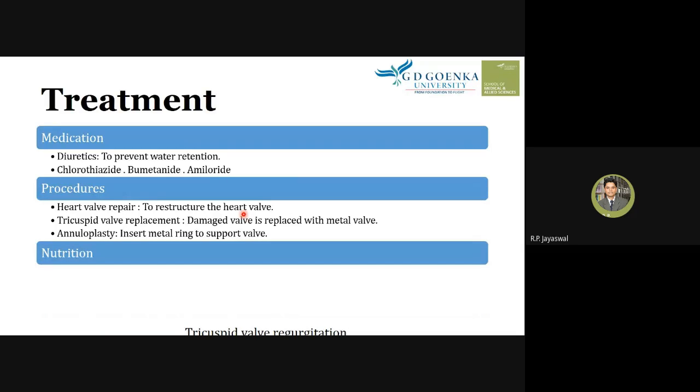Nutrition can also be one of the factors which helps in the management of the disease. The suggested foods to eat are foods low in saturated fats and sugar. Foods to be avoided are high salt intake, excessive fluid intake, and alcohol. High salt, excessive fluid, and alcohol are avoided when a patient is suffering from tricuspid valve regurgitation.